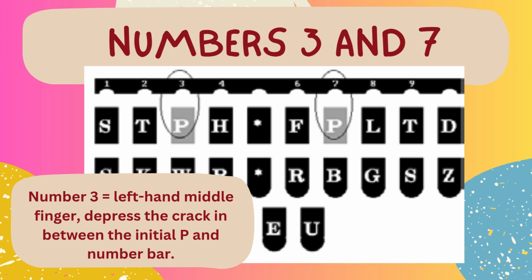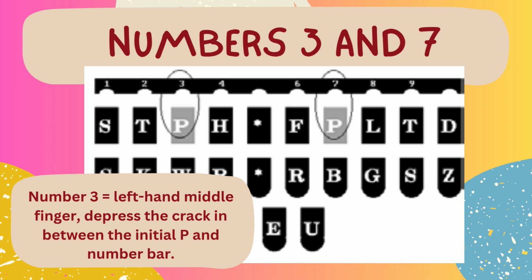Remember that we have to put our finger on the crack, because if you only press the number bar alone, only the number sign or nothing will appear. But if we only press initial P, then it's initial P that will appear. So we are going to press on the crack that's between initial P and number 3 in order for us to write the outline number 3.